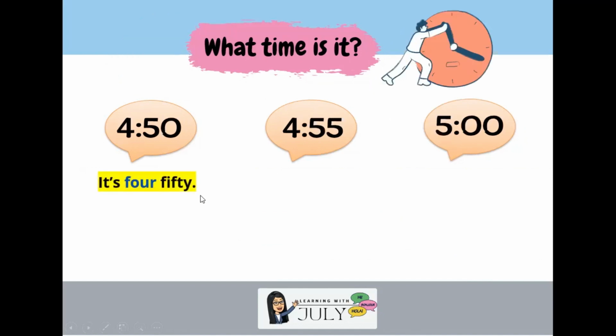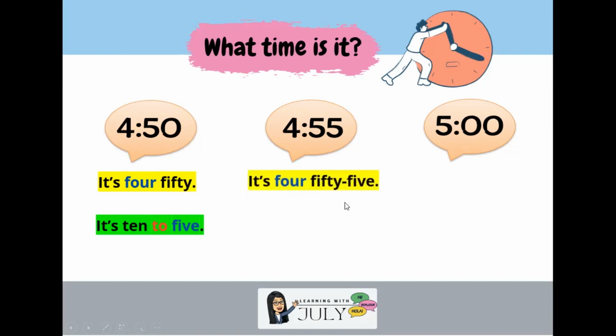What time is it? 4:50. It's 4:50. Second way, it's 10 to 5. Quiere decir que faltan 10 minutos para las 5. Recuerda que la segunda forma decimos los minutos que faltan para las 5 en este caso.